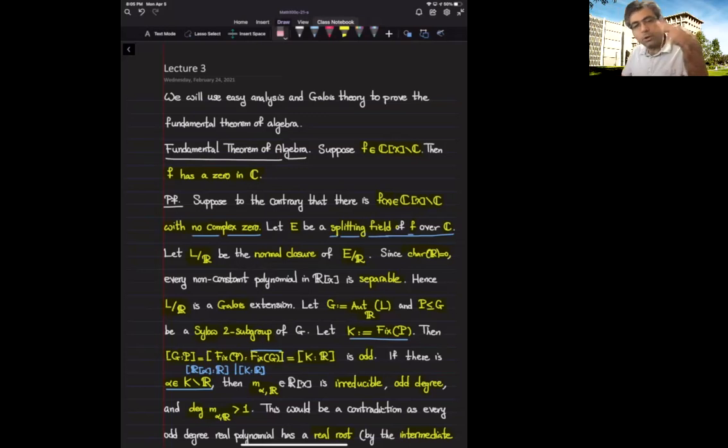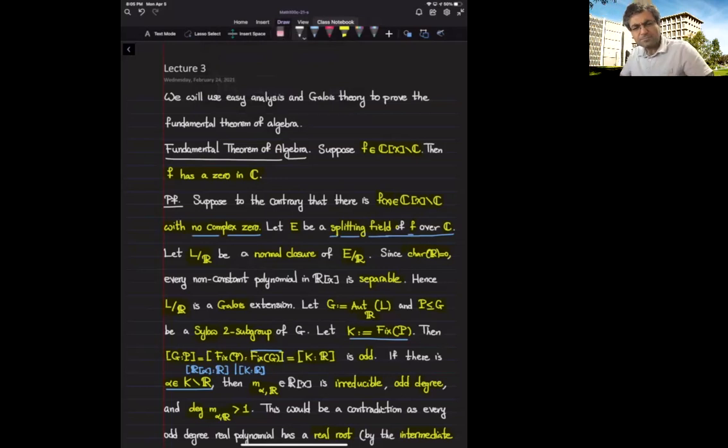And now I'm going to add zeros to the complex numbers to get something larger. That means let E be a splitting field of this polynomial over the complex numbers. But it's much easier to work with real numbers. So what we do, we take a normal closure of E over R.